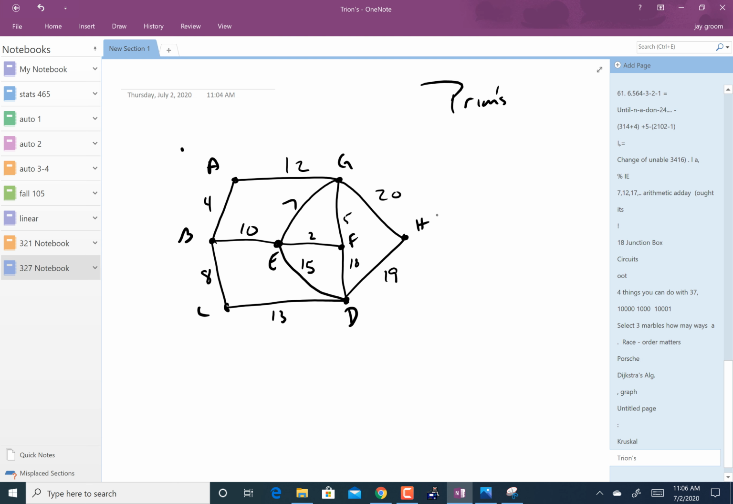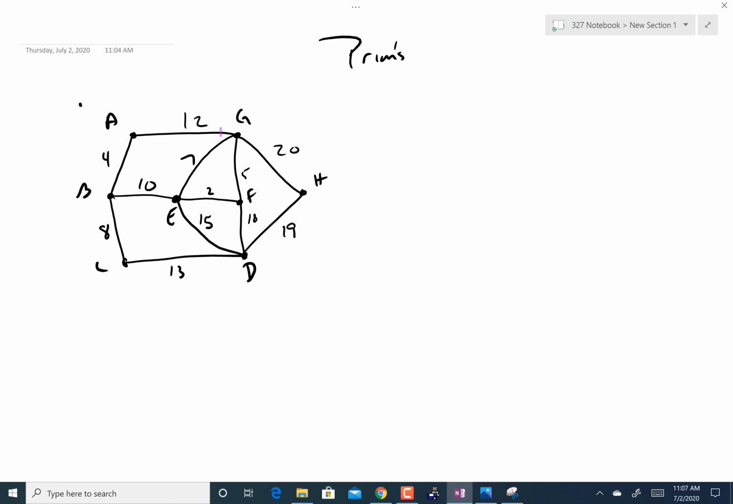So on Prim, if I start at A, I could go from A on the 4 or the 12. Well, I want this one. Cool. Now remember, I have been at A and I've been at B. So I can go on the 12, the 10, or the 8. Well, the 8 is the cheaper, so I'm going to go there. Now I could go on the 12, the 10, or the 13. 10's the cheapest. Okay. Now I could go on the 12, the 7, the 2, the 15, or the 13. 2 is the next. Okay. Now I could go the 12, the 7, the 5, the 18, the 15, or the 13. Okay, I believe 5 is the next biggest.